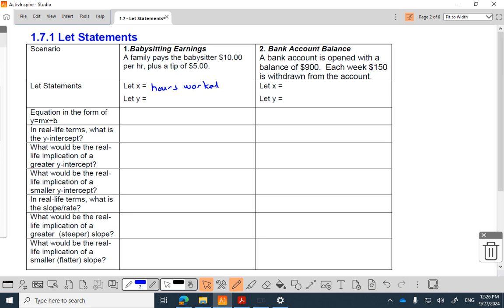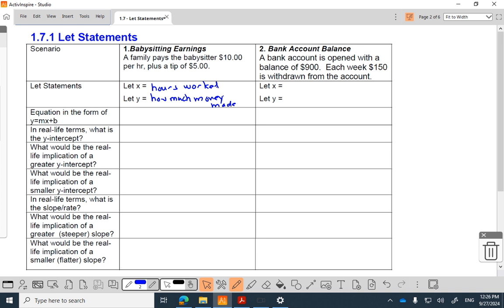Back to here. What do you want to know when you're babysitting? What are you going to try and find out when this is all over? How much you're going to get? That's the answer to the question. That's the output. That's what you really want to find out here. So I'm going to write down let y equal how much money made. Let statements over. And if you want, lesson over.